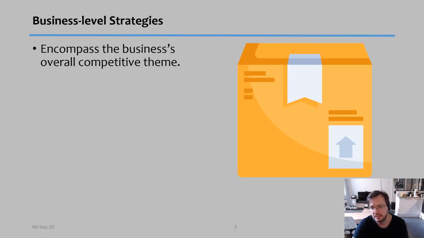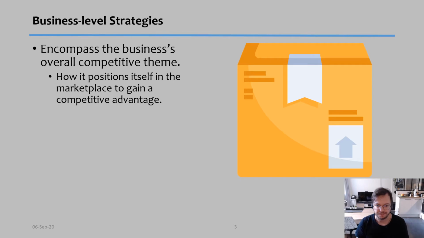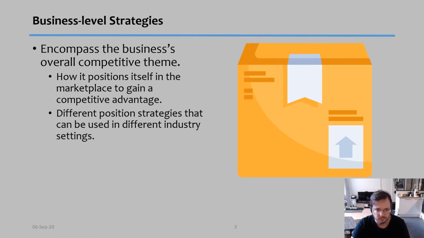Business level strategy is a different level, and this is more about strategies that affect the business overall, the competitive theme. So in other words, that make the business more or less competitive in the market and gives you hopefully a better competitive position. So these are decisions or strategies that don't just affect specific departments, but affect the whole business. So for example, how it positions itself in the marketplace to get a competitive advantage, or what different position strategies can be used in different industry settings, for example.